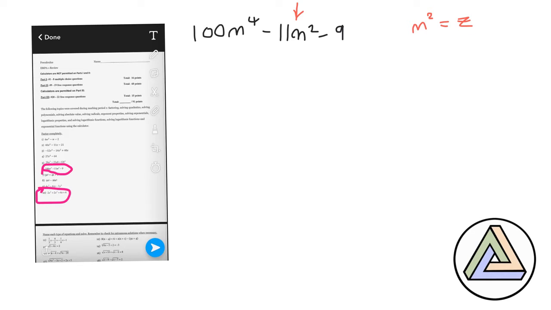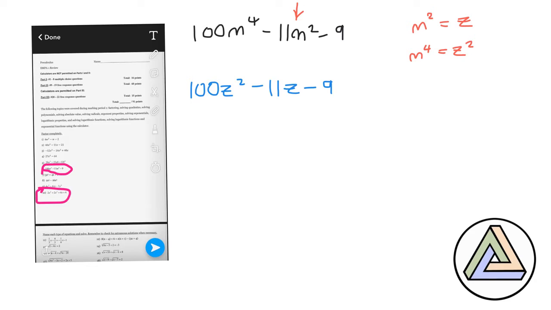Now let's get very clear about this. If m squared is z, then m to the fourth is z squared. So we end up with 100z squared minus 11z minus 9. At that point, it's a matter of just factoring this like a normal situation. Clearly we have a 100 as the coefficient, which might make this a little more challenging than if it was just x squared minus 4, and so on.